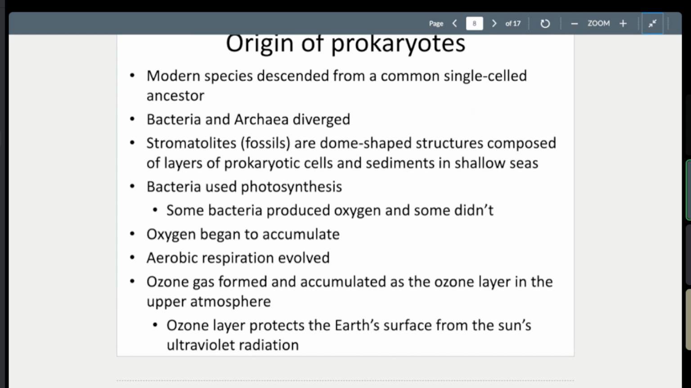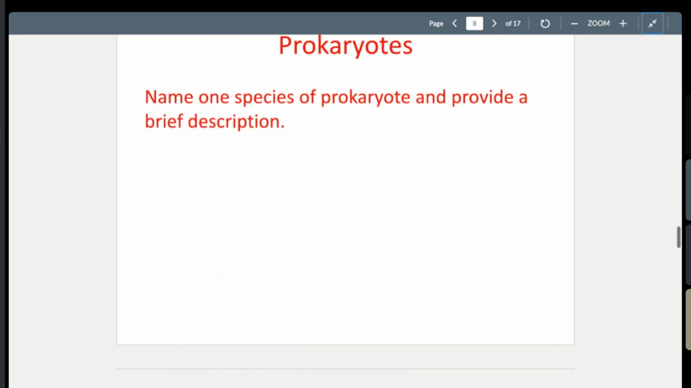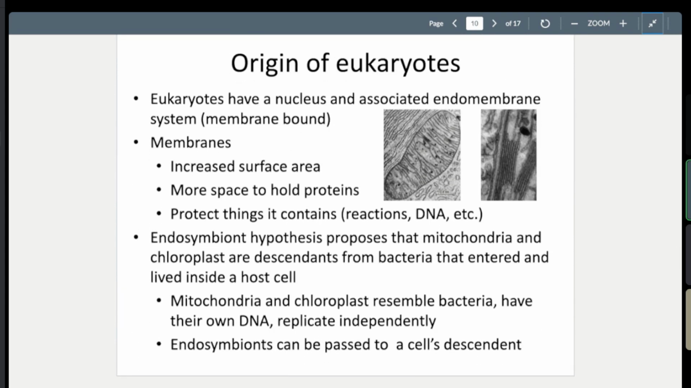Aerobic respiration, which is what happens in our bodies often, evolved. We have the ozone layer forming, and it accumulates in the upper atmosphere. Everybody knows that the ozone layer helps protect us from the harsh UV rays of the sun, so it's not as intense. But because we have issues with climate change and global warming, we have some issues with the ozone layer. But we know that its primary function is to protect the Earth's surface from the sun's UV rays. What are the origins of eukaryotes now?